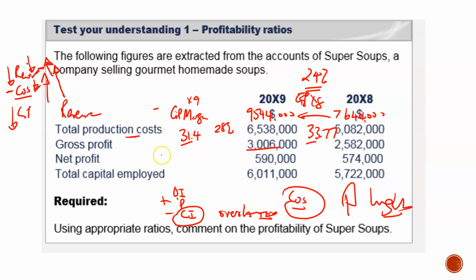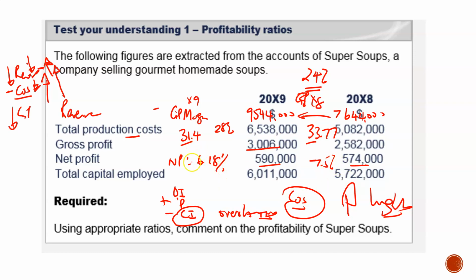This is a screen, so I was going to clean all of this, but I'll keep it. Then here's my net profit. My net profit is 590 and 574. So I can find those ratios as well. 590 divided by 9544, and I have a net profit margin of 6.18% here. And in this other option I have 574 divided by 7644, and I have a net profit margin of 7.5%. So I can see a fall in that.